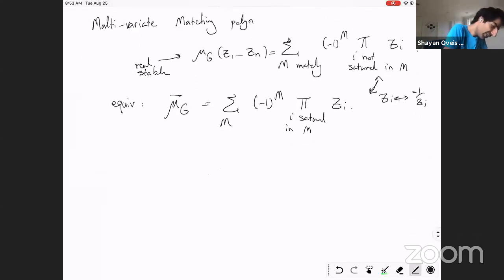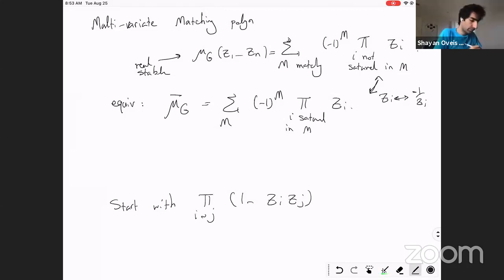So here's the interesting thing. I start with this polynomial, product of 1 minus zi zj for i neighbor of j. So for every edge in the graph, I pick the 1 minus zi zj polynomial. That's a real stable polynomial. And we know that a product of real stable polynomials is also real stable. So this polynomial I'm starting with is real stable.